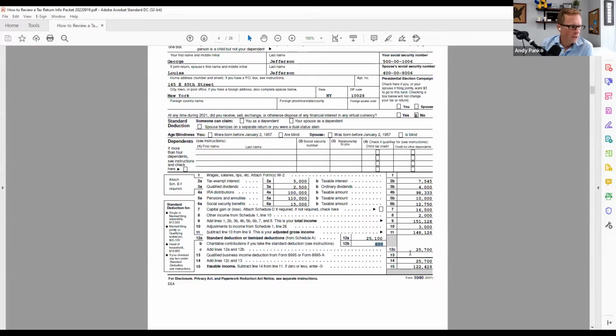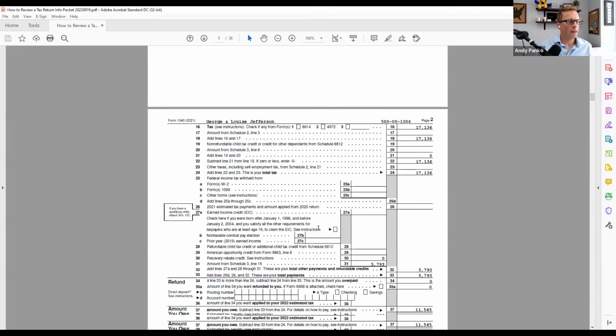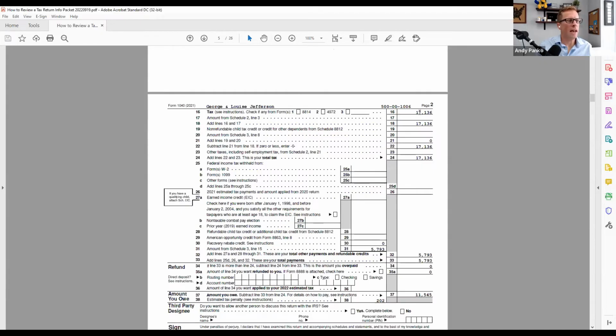Moving on down, this just sums up all the deductions you've had so far. Now this is your taxable income, line 15. This is the number that gets run through the actual federal tax brackets. Scrolling down. Next line, line 16. This is the tax based on the taxable income we just saw in line 15. Again, this is straight out of the federal tax brackets and rates.